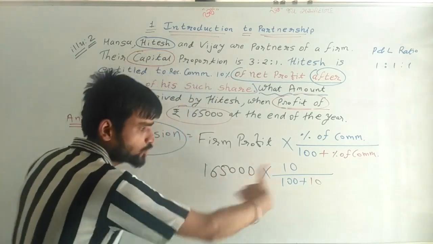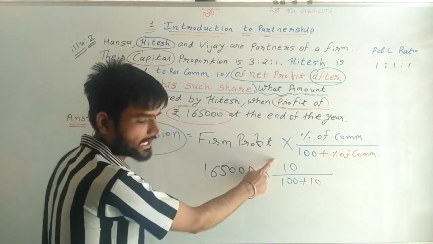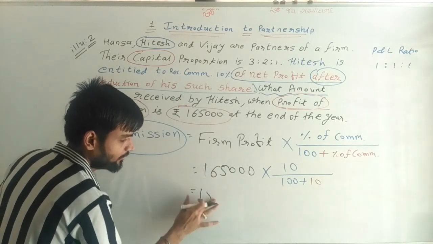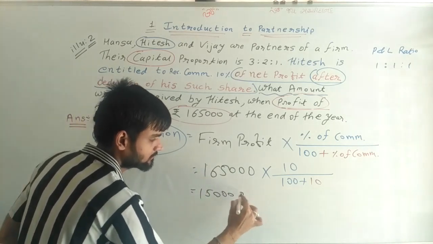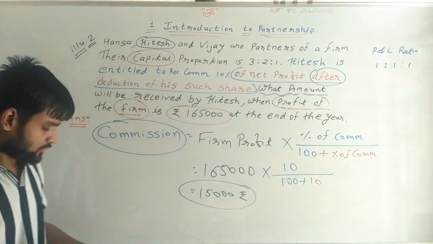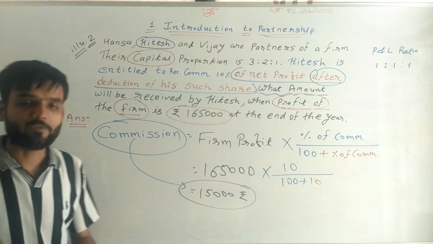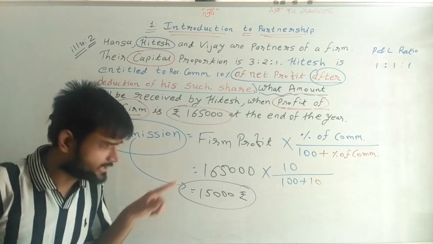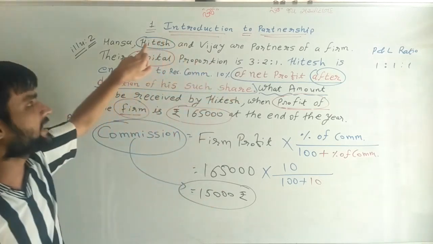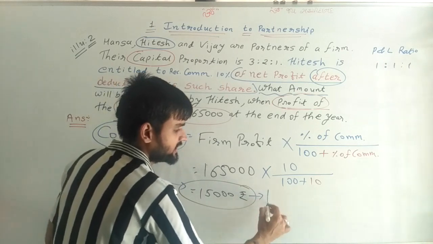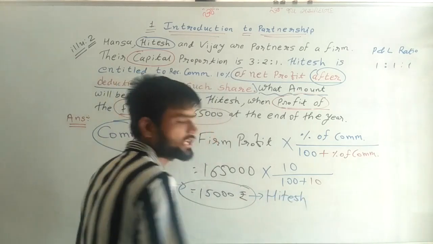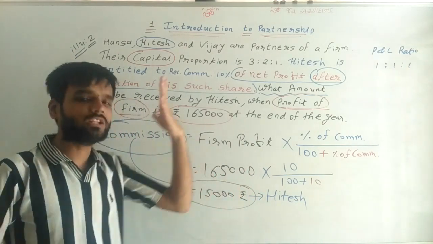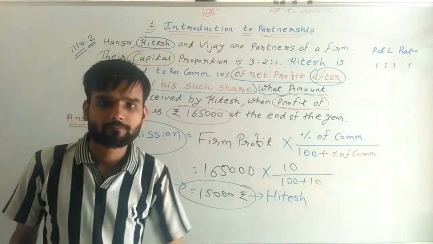So here, now solve this sum, 1,65,000 into 10 upon 110. Your answer is 15,000 rupees. So here the answer for commission is 15,000 rupees. This is the value of the commission only. This commission is paid to Hitesh, so this commission is of Hitesh. Hitesh will get 15,000 rupees commission from the firm.